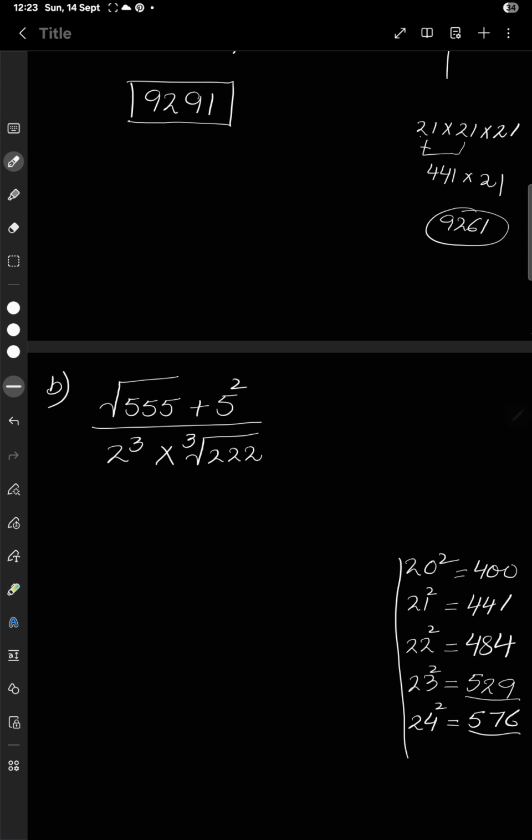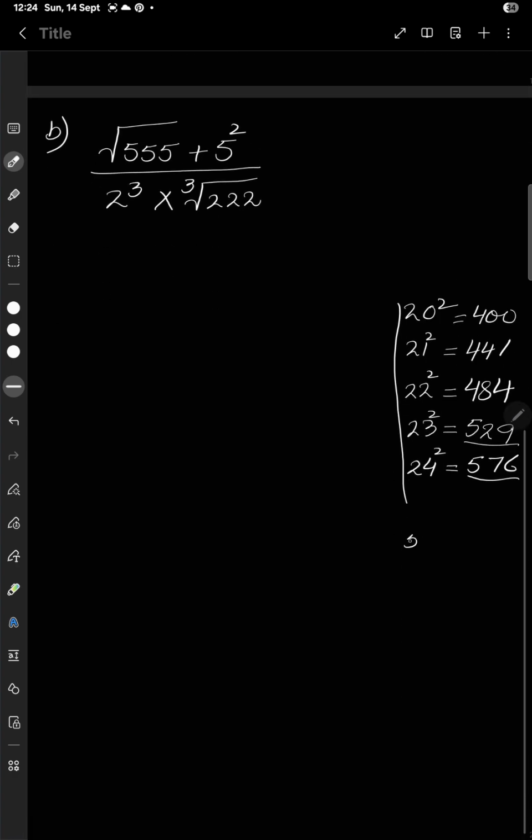So if I want to solve this question without a calculator, how can I solve this? I will do the estimation. Obviously 555 is not a perfect square, so I will use estimation. I will see which number is closest to 555. So can I say that 555 is very near or closest to 529, right? Because 576 is further ahead of 555, so I'm just going to take this number 529.